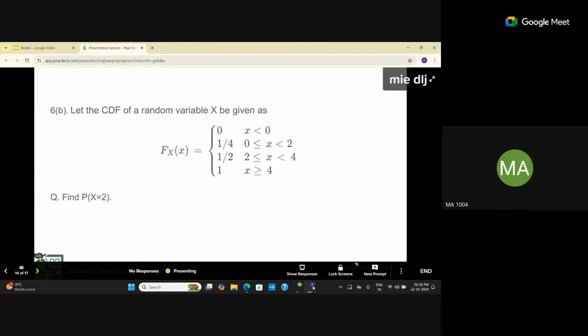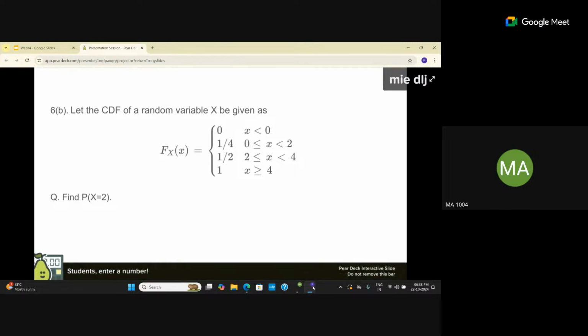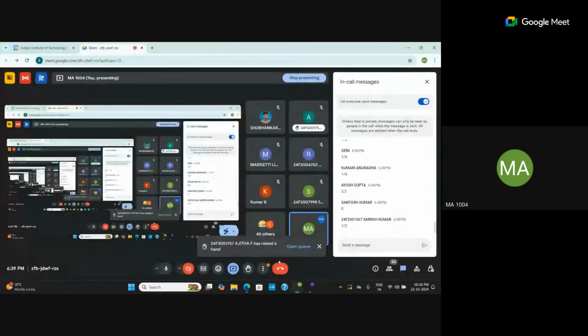Now the next question is you have to find the probability at point 2. Okay, this is also very simple. Someone has raised the hand. Do you have any doubt?